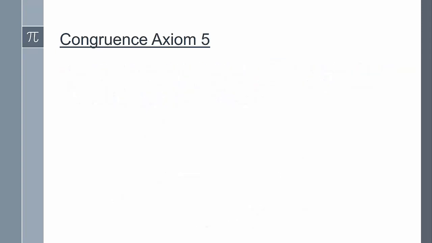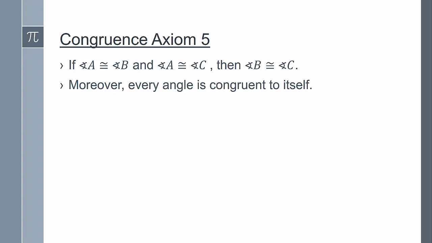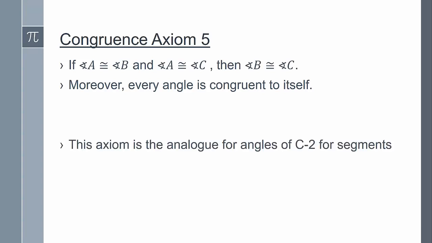Next, congruence axiom 5. If angle A is congruent to angle B and angle A is congruent to angle C, then angle B is congruent to angle C. Moreover, every angle is congruent to itself. So this axiom is the analog for angles of congruence axiom 2 for segments.